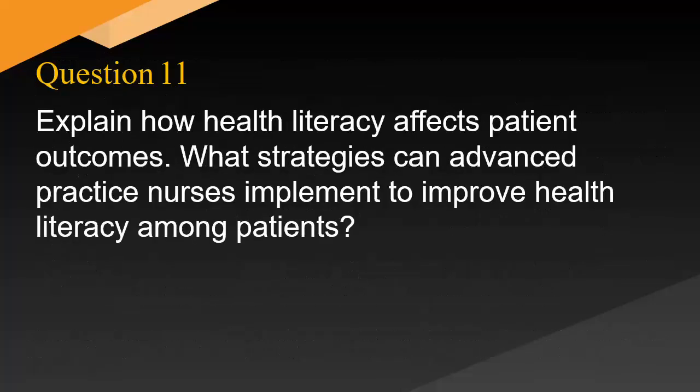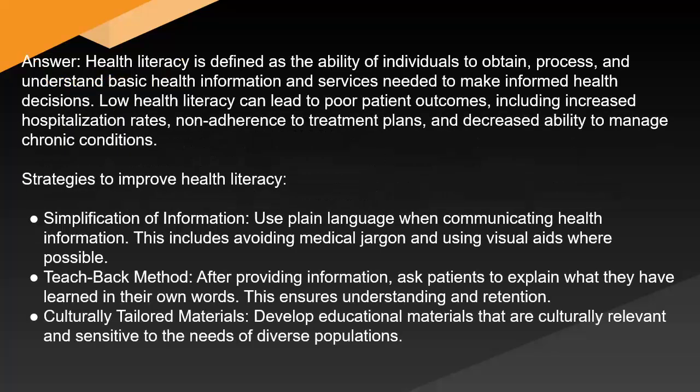Explain how health literacy affects patient outcomes. What strategies can advanced practice nurses implement to improve health literacy among patients? Answer: Health literacy is defined as the ability of individuals to obtain, process, and understand basic health information and services needed to make informed health decisions. Low health literacy can lead to poor patient outcomes, including increased hospitalization rates, non-adherence to treatment plans, and decreased ability to manage chronic conditions. Strategies to improve health literacy.